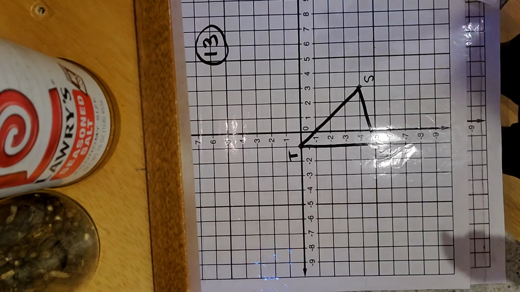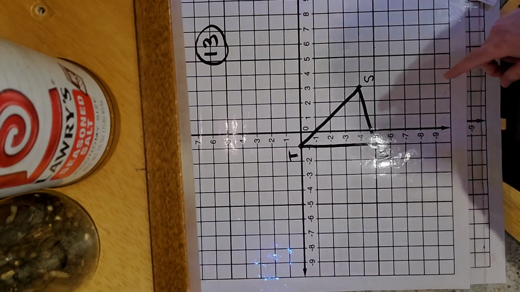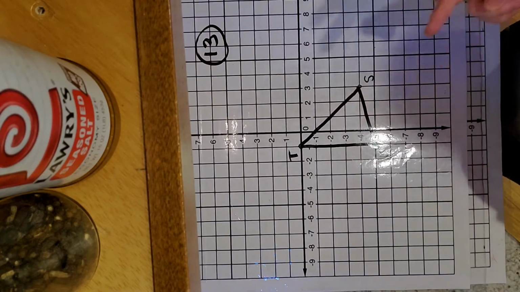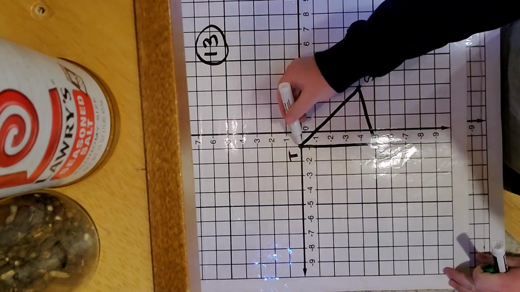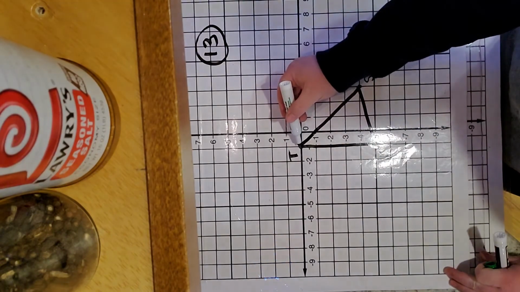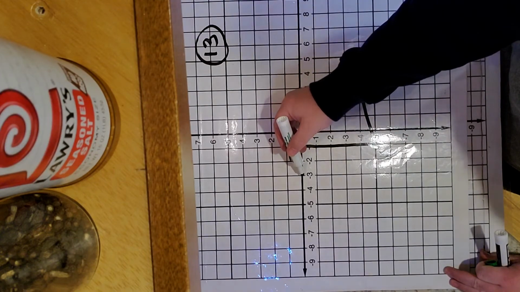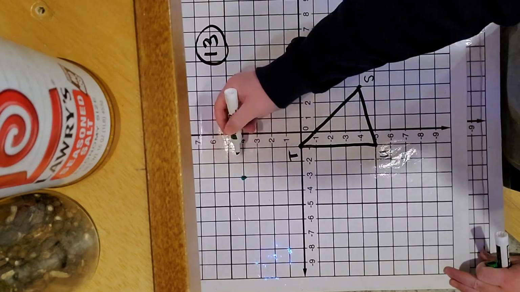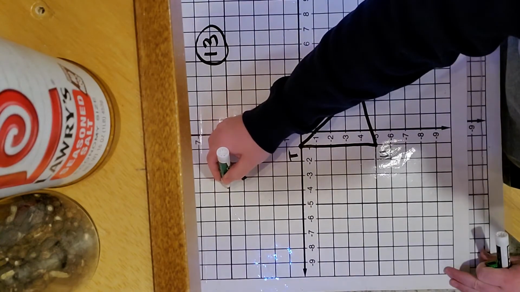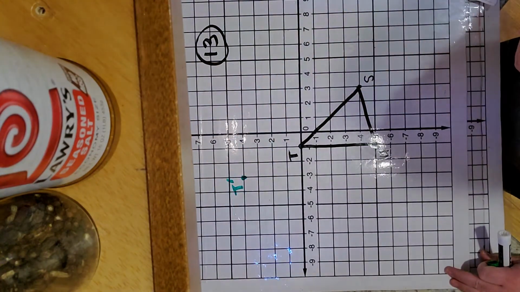Okay, translations are pretty easy. All you have to do is follow what it says. On this one, it wanted us to go 2 units to the left and 4 units up. So just take each vertex and do like they said. Go 2 to the left, 1, 2, and 4 up. 1, 2, 3, 4. There would be the new T or T prime on this one.